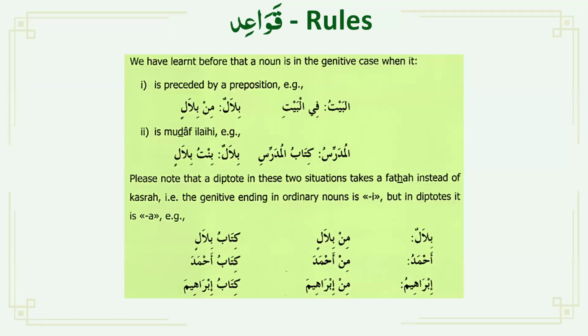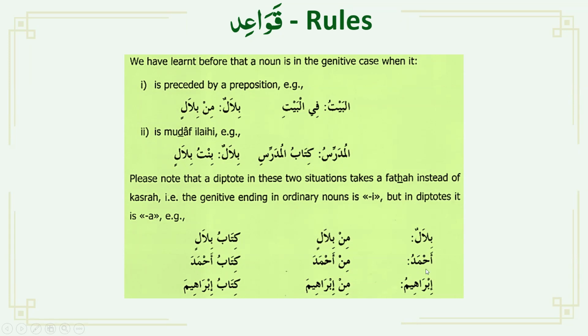So fatha. For example, look at the bottom. The first example is Bilalun. Is Bilalun part of that exception? Any of those words? Yes or no? No, Bilal is not part of that exception, right? So when I say min Bilalin, I can say kitabu Bilalin. It is taking a kasra and it is also taking a kasratain, meaning the tanween.